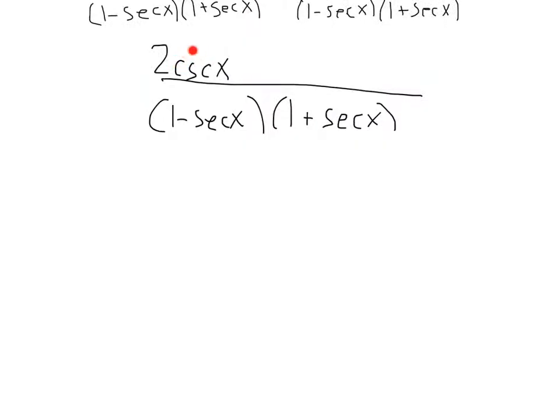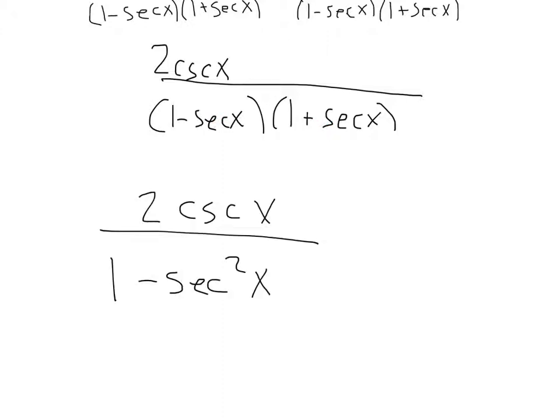Moving forward, this cosecant x is not really canceling with anything at the bottom, so let's go ahead and distribute out the denominator and see what we're left with. Especially since I notice that these are conjugates, that might be a clue I'm going in the right direction. Distributing all that out is going to leave me with 2 cosecant x all over 1 minus secant squared x.